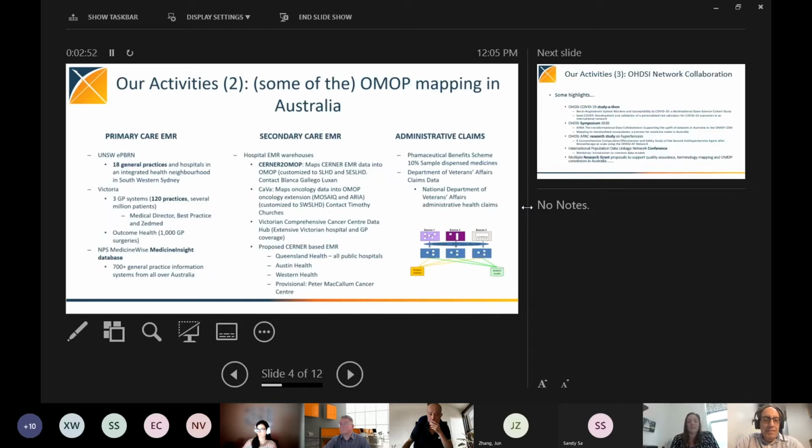So some of our activities, we've been really getting on with the mapping of data sets here in Australia. Lots of primary care EMR databases going on in New South Wales and Victoria, and a large database which contains over 700 general practices from all over Australia is being converted at the moment, led by Tang. Some secondary care EMRs, hospital EMRs, mainly based on the Cerner system at this stage, but hoping to expand that to other systems as they come along. So quite a few across Australia. And of course, the administrative claims databases are being translated at the moment as well.